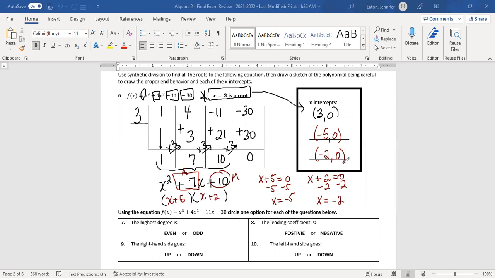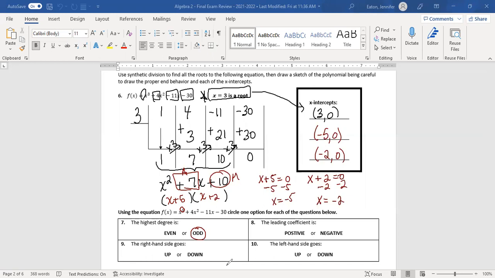Those are going to be the dots that we create on the x-axis on our graph when we go ahead and scroll down. So we look here. Now we need to know the highest degree. Is that an even or an odd number? So we look here, x cubed, that's a 3. 3 is an odd number. What does that tell us about our end behavior? That tells us that they're going to go in opposite directions.